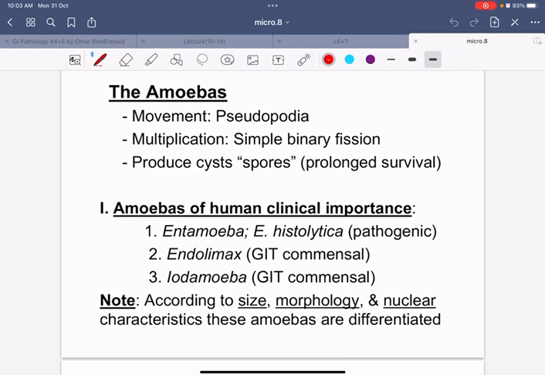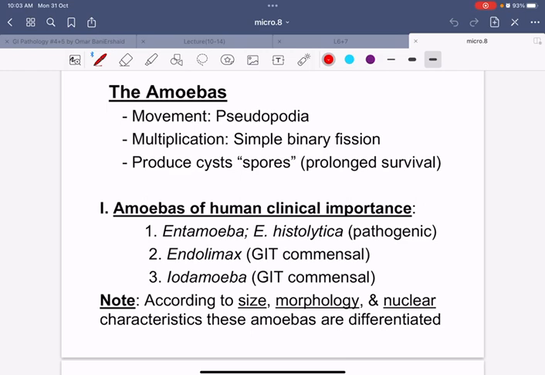They produce cysts, similar to Giardia, trophozoite and cyst. So these cysts are a spore-like structure for long survival in an unfavorable environment. If their surrounding environment is not suitable, such as dryness in the soil, it changes to spores.